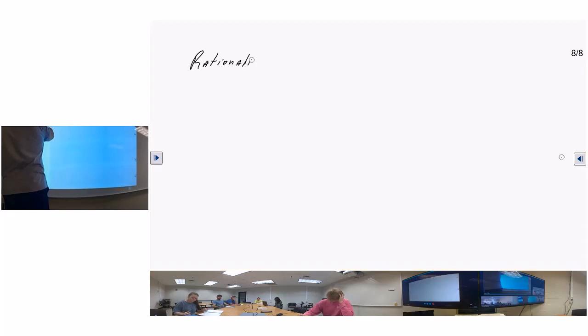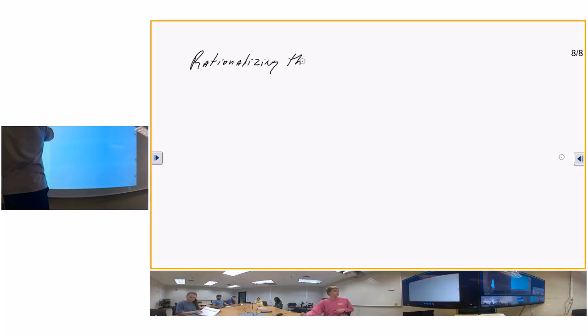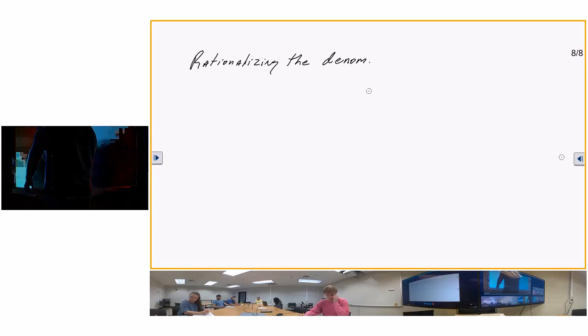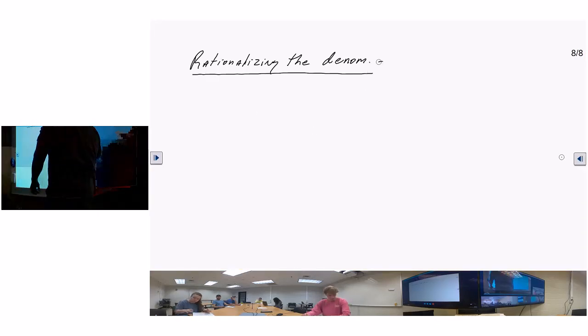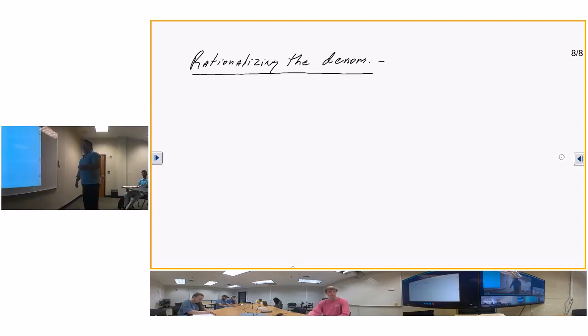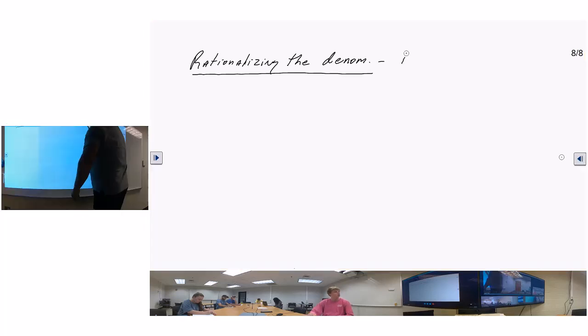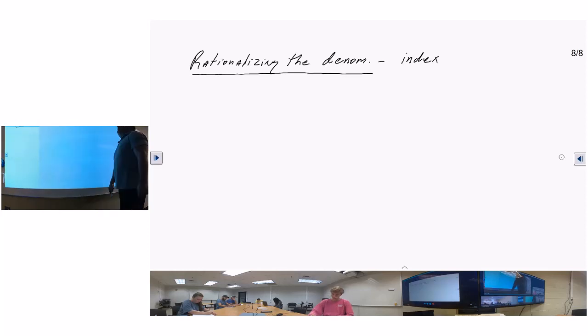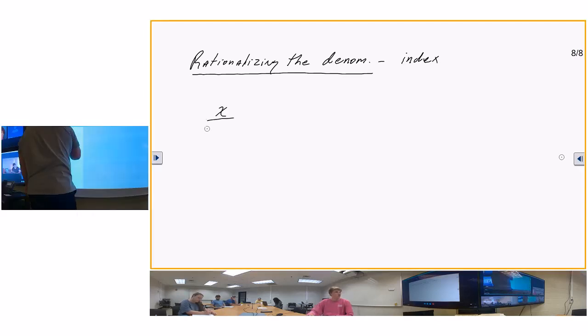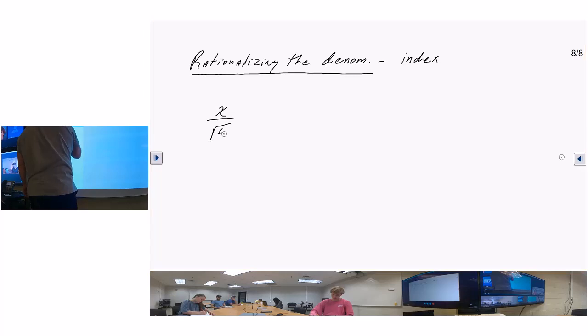Sometimes they want you to get the radical out of the numerator, but most of the time you're rationalizing the denominator. And when you rationalize the denominator, you have to think in terms of the index. The index is the most important, especially when you're dealing with just a radical by itself, such as x over the square root of 5.